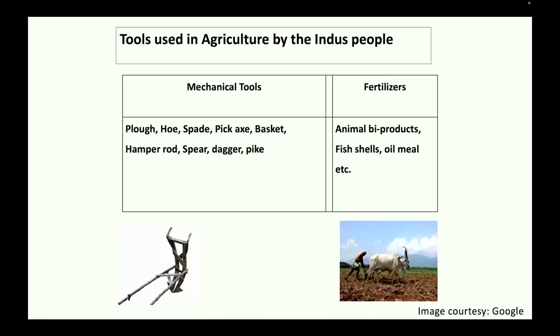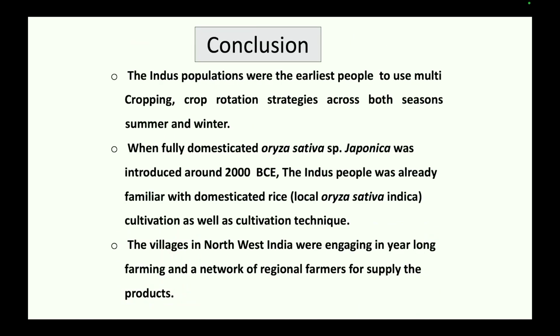Tools used in agriculture by the Indus people were the plow, hoe, spade, pickaxe, basket, hamper, rod, spear, dagger and pike. These tools were found from different Harappan sites, and they were also well aware of fertilizers. They generally used animal byproducts to maintain the fertility of the land, as well as fish, shell and oil mill residues. These were the important fertilizers for the Harappan people.